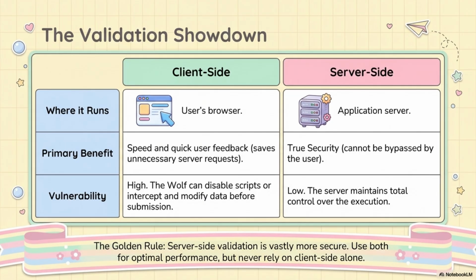Client-side and server-side validation both play important roles. Client-side validation executes in the user's browser and provides quick feedback, reducing unnecessary server requests. However, it is not secure by itself, because users can disable scripts or intercept and modify data before submission. The wolf can easily bypass client-side checks if no further protection exists.